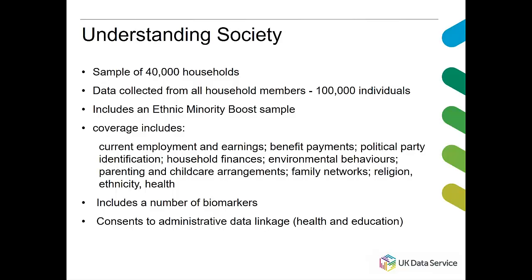It's a multi-topic survey, so it has all sorts of topics covering the whole spectrum of people's daily lives. So that might be employment. There's very, very detailed income and benefit data, but there's also attitudinal stuff, family networks, religion, etc. So it's very, very broad. It also includes a number of biomarkers. It's a very big growing area now to have a look at the relationship between biology and the social. And there are also consents to administrative data linkage. Now that's still in progress, but there is a little bit of linked data available so far, and obviously the plan is for that to increase over time.